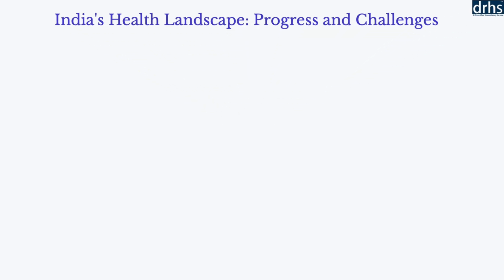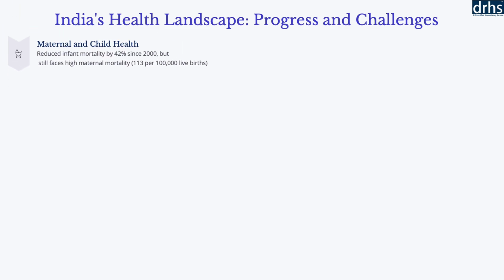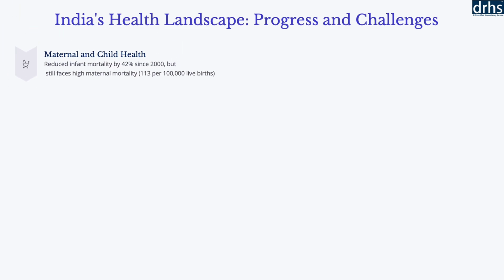Slide 5. India's health landscape, progress and challenges. India's health sector has witnessed remarkable transitions in recent years, marked by both notable achievements and persistent systemic hurdles. One of the significant areas of progress is in maternal and child health, with infant mortality reduced by 42% since 2000. However, maternal mortality remains high, at 113 per 100,000 live births, highlighting continued challenges in ensuring quality maternal care.